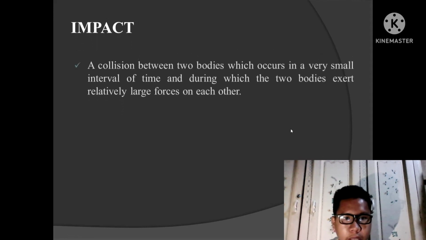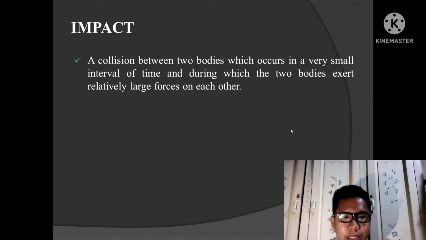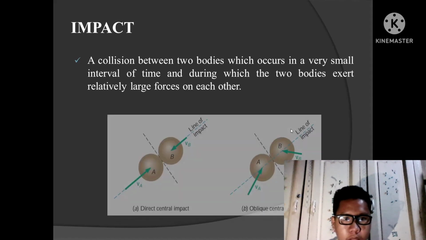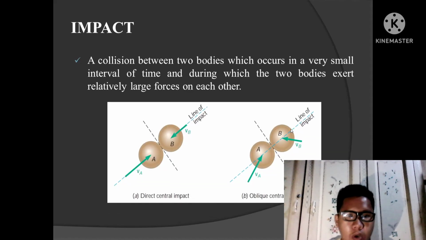We also have impact. Impact is a collision between two bodies which occurs in a very small interval of time and during which the two bodies exert relatively large forces on each other. This figure shows the line of impact. The line of impact is the common normal to the surfaces in contact during the impact.